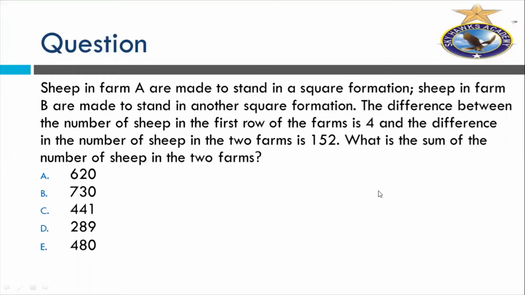So please read this question. Sheep in farm A are made to stand in a square formation. Sheep in farm B are made to stand in another square formation. The difference between the number of sheep in the first row of the farms is 4. The number of sheep in the two farms is 152. What is the sum of the number of sheep in the two farms?